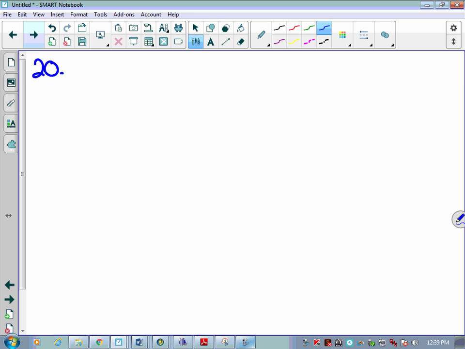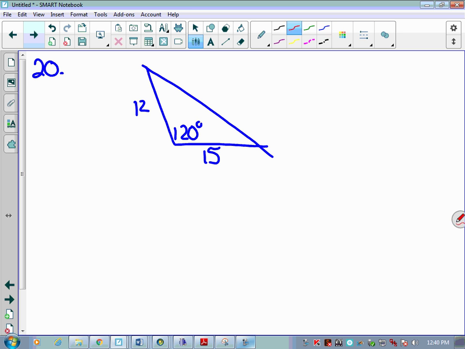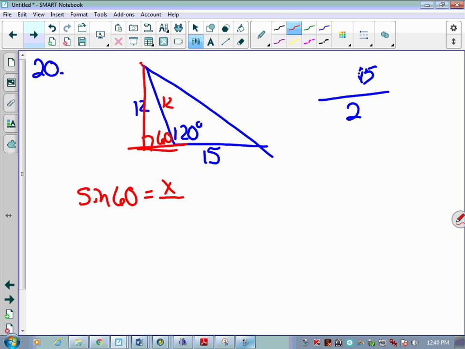Find the area of the triangle. 120 degrees, 15, 12. What we're going to do, we know that our base is 15. We know we're going to divide by 2. We have to find the height. So we're going to use this where we know this is 12. And because that line is supplementary, this is going to be 60. So we're going to use sine 60 equals opposite x over 12, or 12 sine 60.